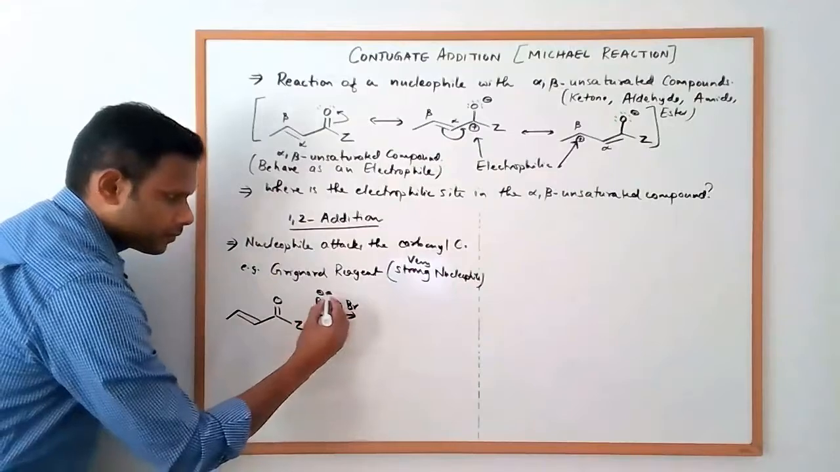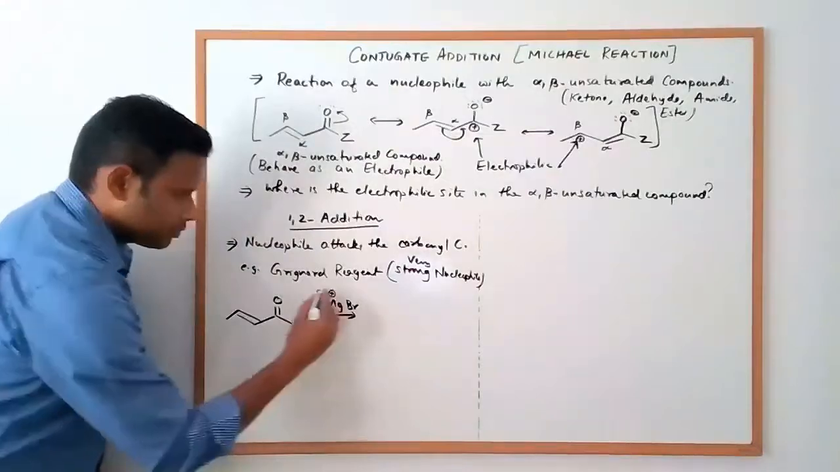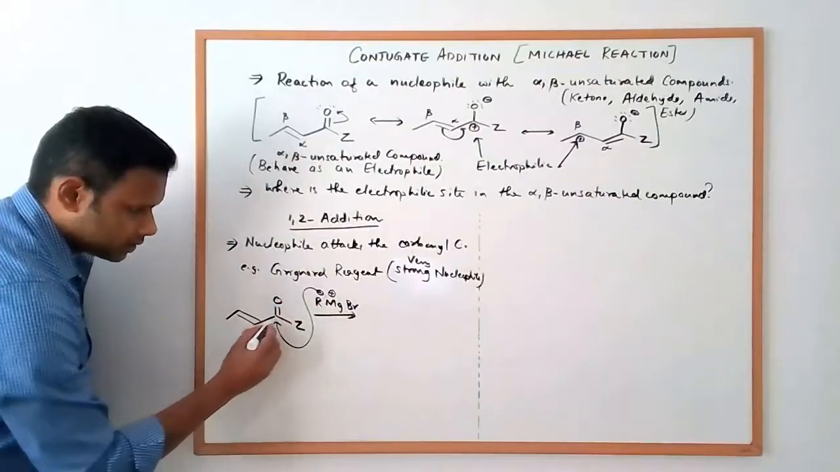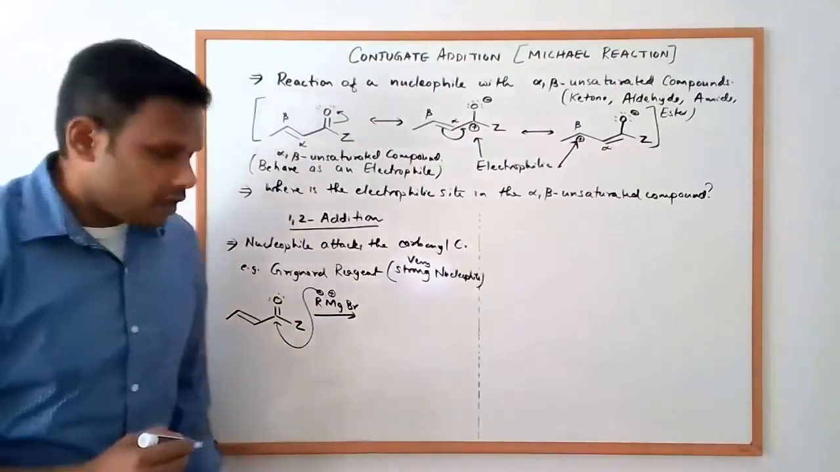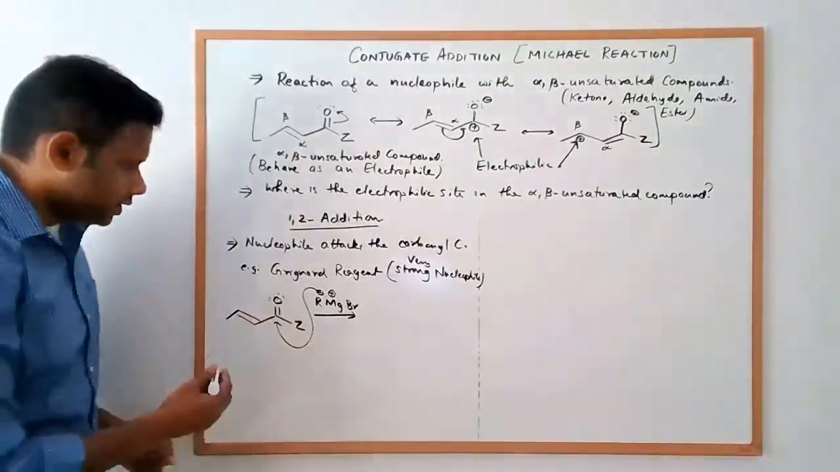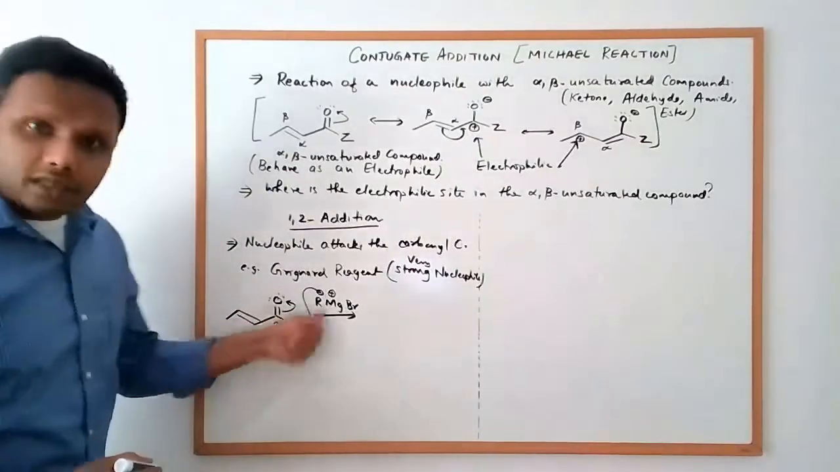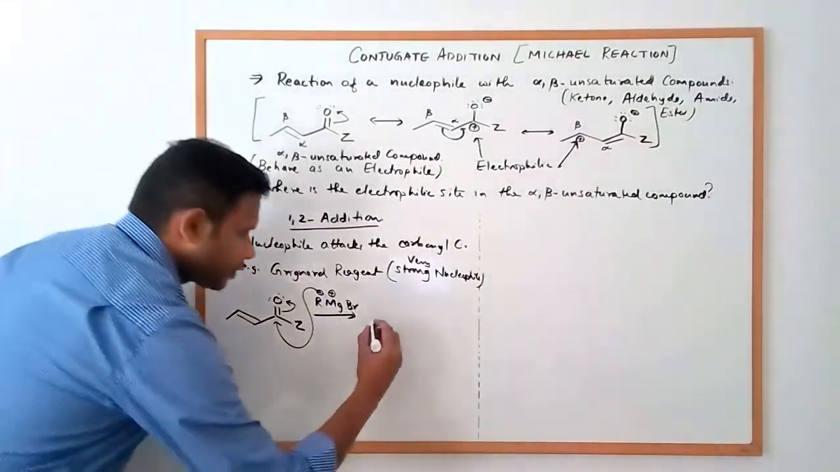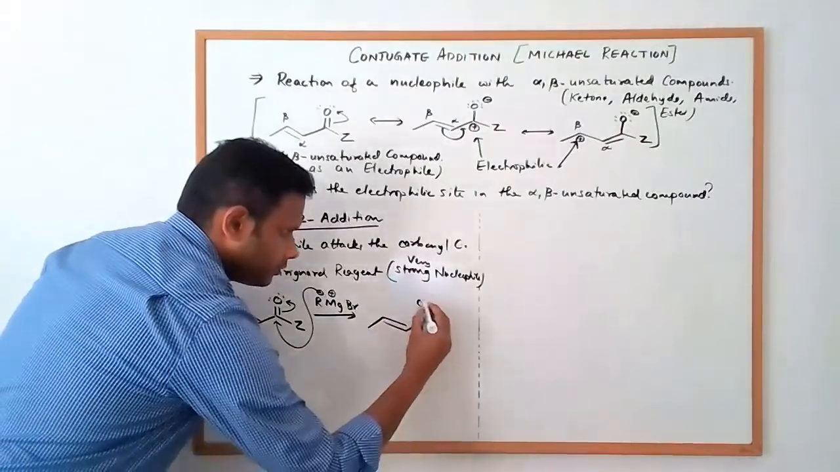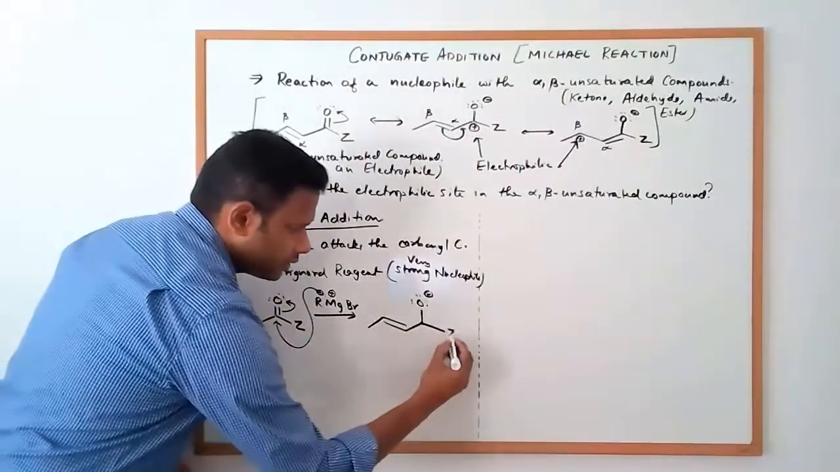RMgBr, magnesium is positive, the nucleophilic R group here goes and attacks the carbonyl carbon. This is a nucleophilic addition, very similar to what we saw in the mechanism of nucleophilic addition. That double bond pushes up to give us an intermediate, a tetrahedral intermediate in some sense.